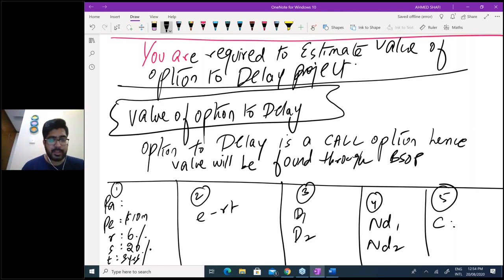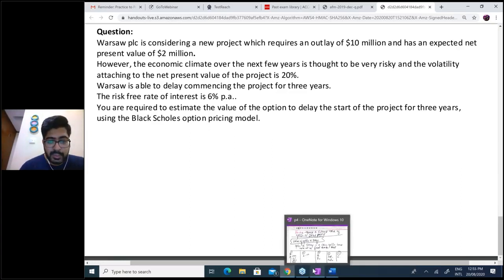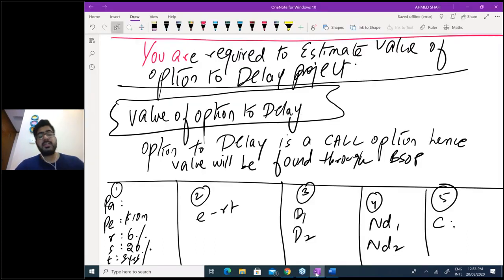10 million. PE is the initial investment. What is the initial investment? 10 million. Line 1, Warsaw is considering a project which requires outlay of 10 million and has an NPV of 2 million. So PE of this option, as taught to you, is the initial investment, 10 million, and PA is the present value of returns from initial investment. So if 10 million is the investment and 2 million positive is the NPV, the present value of returns is going to be 12 million.